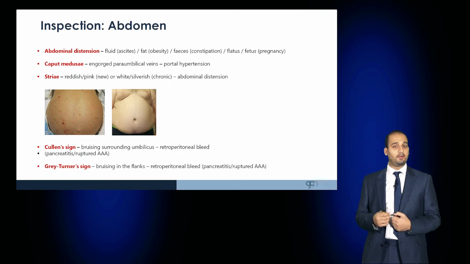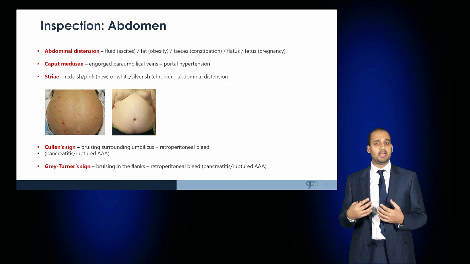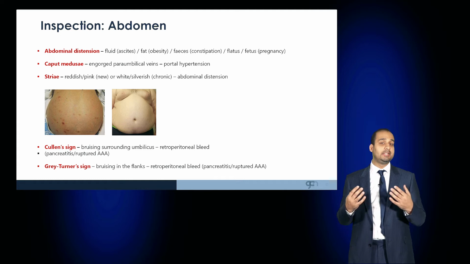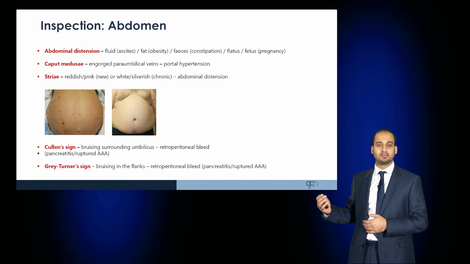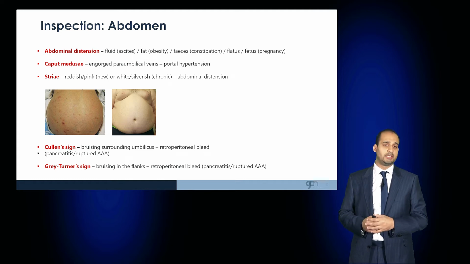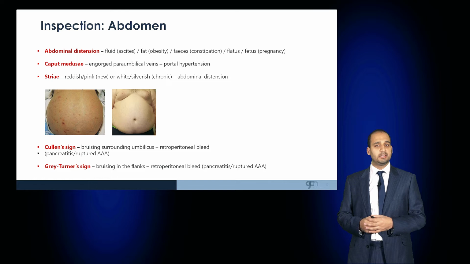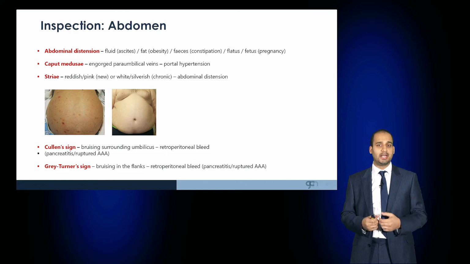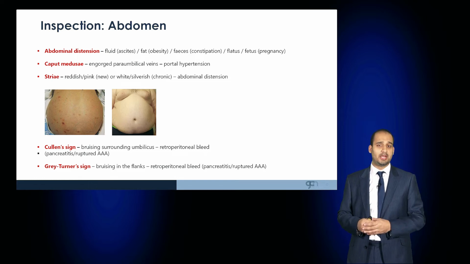Look for any signs of obvious bruising, particularly around the umbilical region. This can indicate a retroperitoneal bleed as a result of pancreatitis or a ruptured aortic aneurysm. Grey Turner sign is bruising in the flanks, and this again is associated with retroperitoneal bleeding, such as pancreatitis, necrotic pancreatitis, or a ruptured AAA.